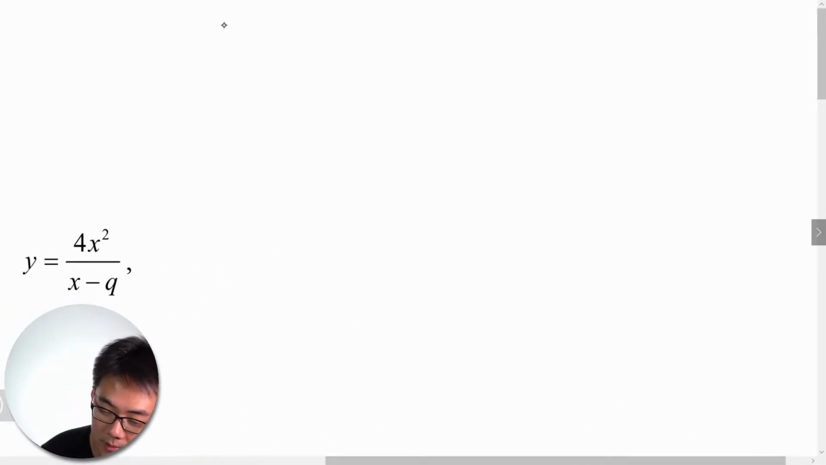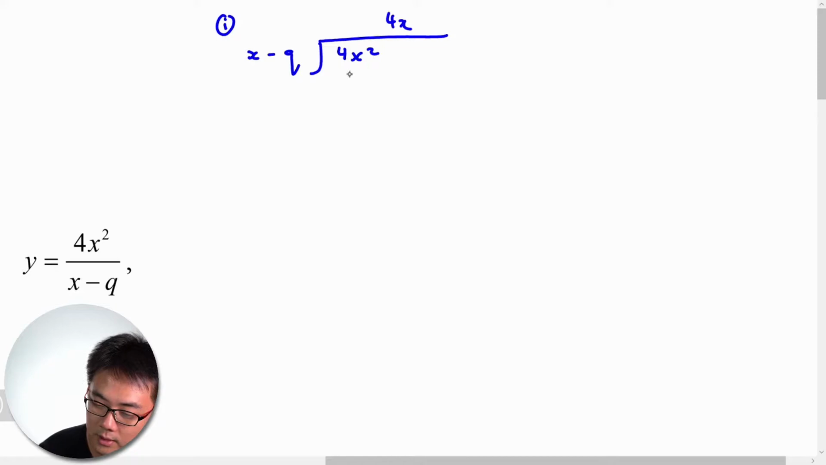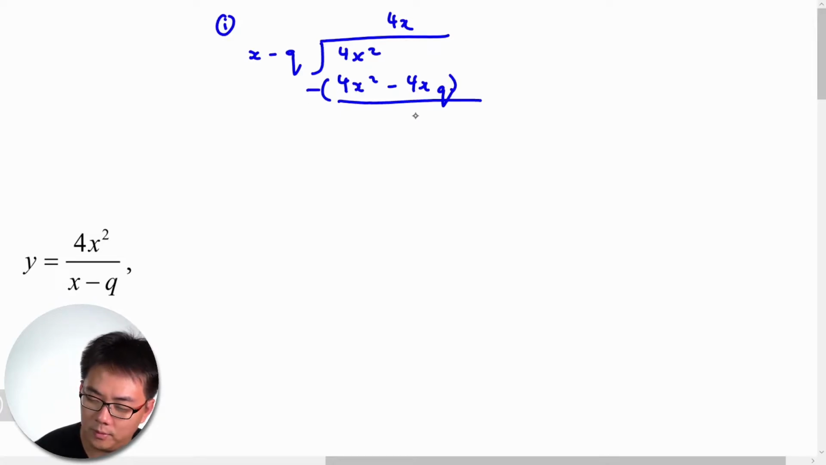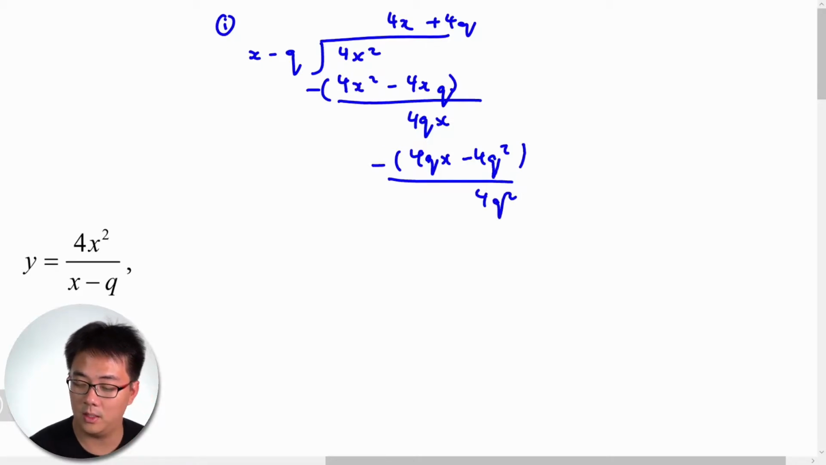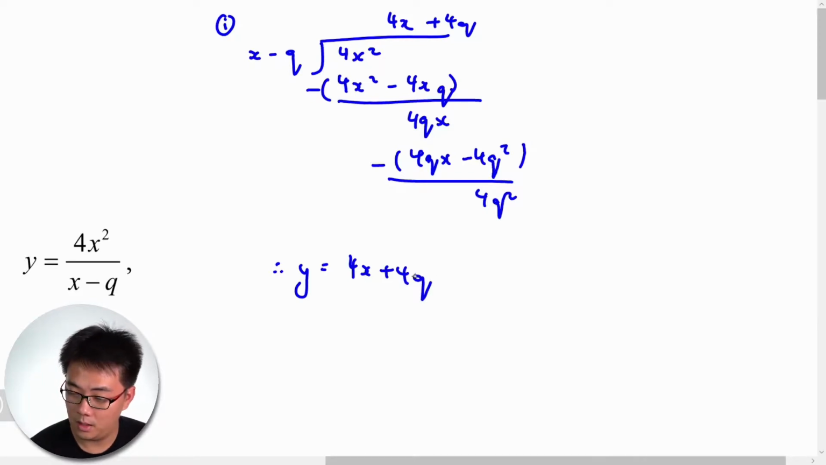So the first part should be quite okay here. This will be 4x squared over x minus q. 4x times x minus q is 4x squared minus 4qx. Subtracting, we get 4qx, and 4qx minus 4q squared leaves 4q squared. So hence y is equal to 4x plus 4q plus 4q squared over x minus q.